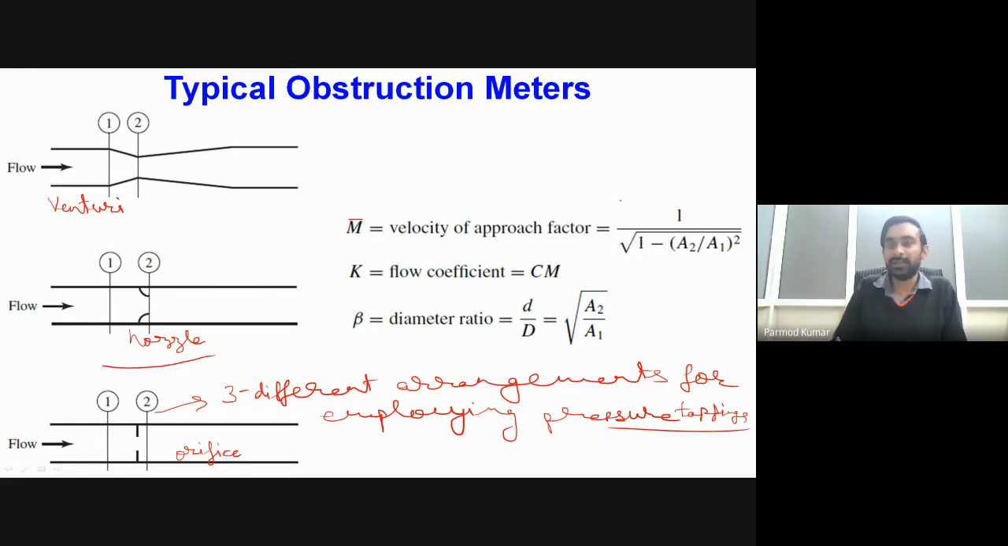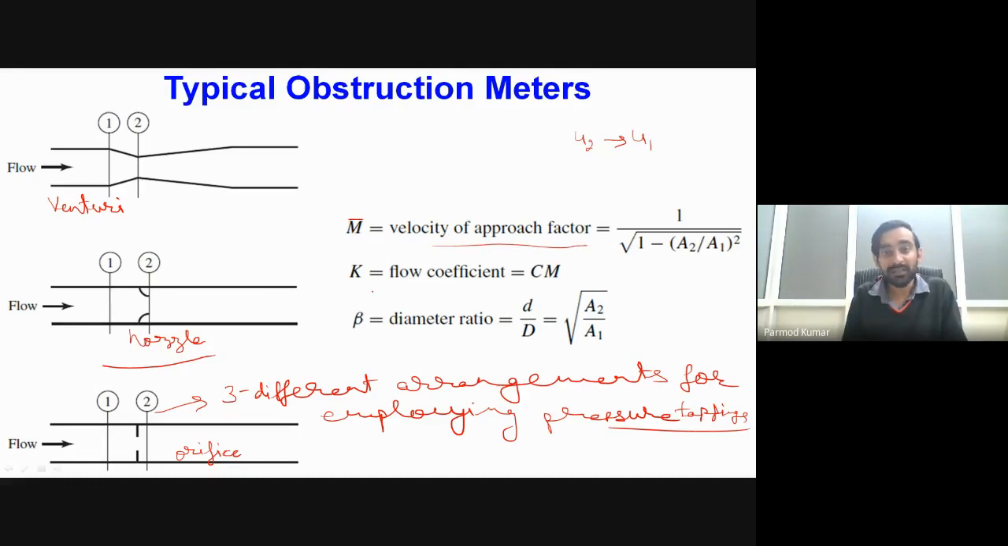You have already seen that we have a certain relationship between the velocity on the upstream and the velocity on the downstream of the obstruction. The factor with which that velocity is related between the upstream and the downstream is equal to 1 divided by square root of 1 minus (a2 by a1) whole square. That particular term is known as the velocity of approach factor.